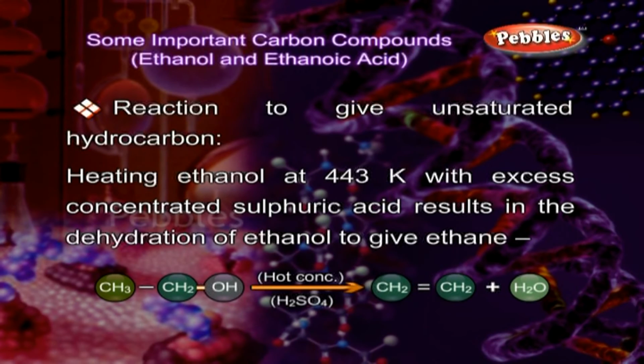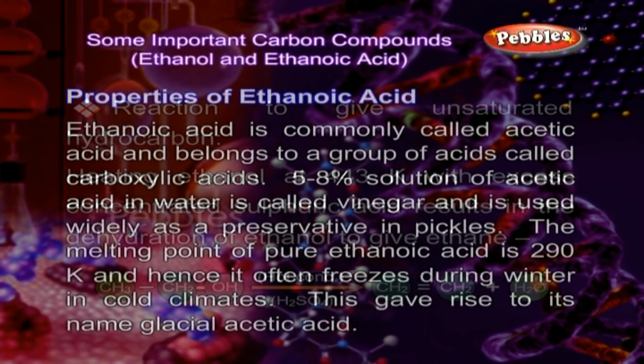Reaction to give unsaturated hydrocarbon. Heating ethanol at 443 K with excess concentrated sulfuric acid results in the dehydration of ethanol to give ethene. CH3-CH2OH with hot concentrated sulfuric acid gives CH2=CH2 + H2O.